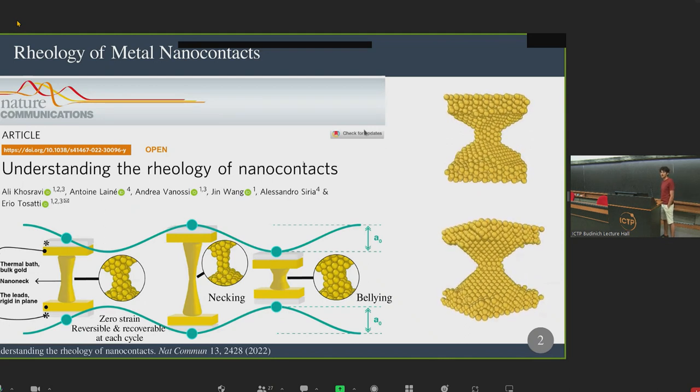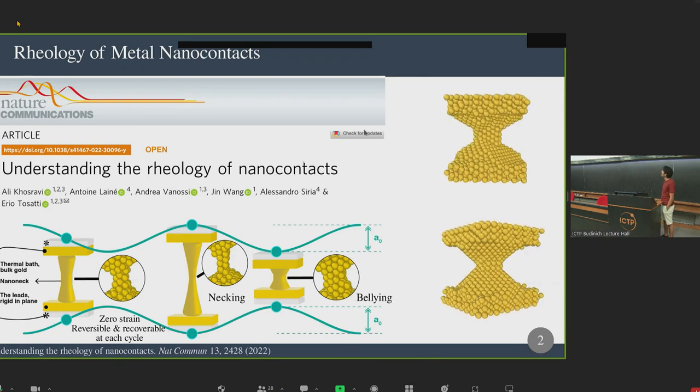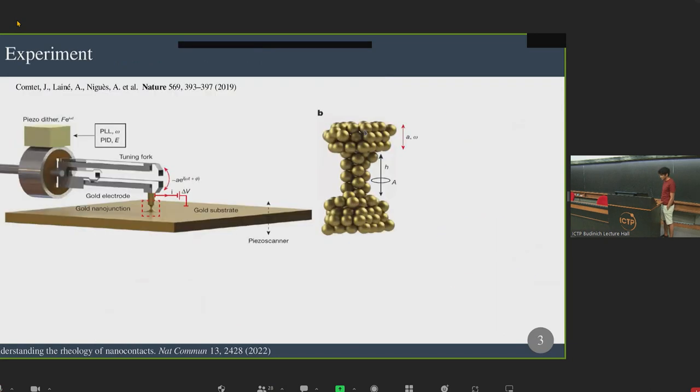The rheology of nanocontacts, how it goes and how it behaves. So let's get into it. The story begins with this nice experiment from Alessandro Siria's group in Paris. They had this AFM tip, which was indented into a gold substrate, and they retracted it to make nano junctions. And once they made it, they started oscillating it to read the rheology.